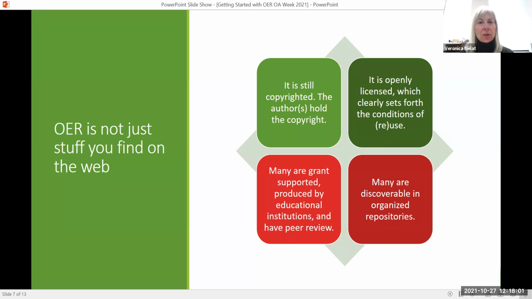Open educational resources are still copyrighted. The authors of open educational resources, or OER, still hold their copyright. That is not something that is taken away from them because they've made it available. The license that is attached to that OER is critical. This is just like that copyright statement you find in a commercially published book. An open license clearly sets forth the conditions of reuse.